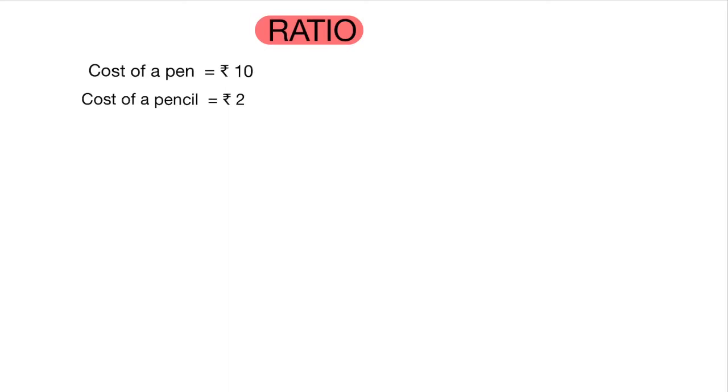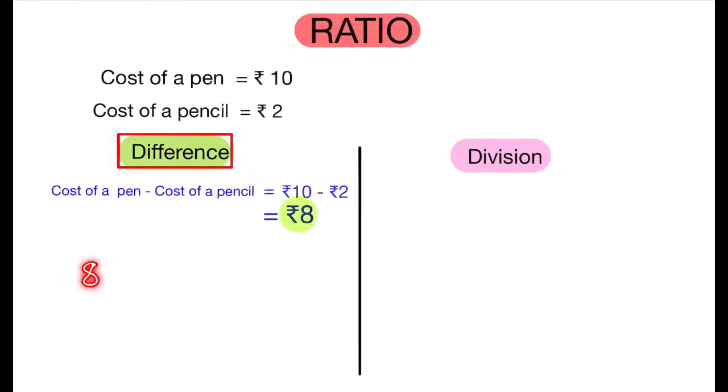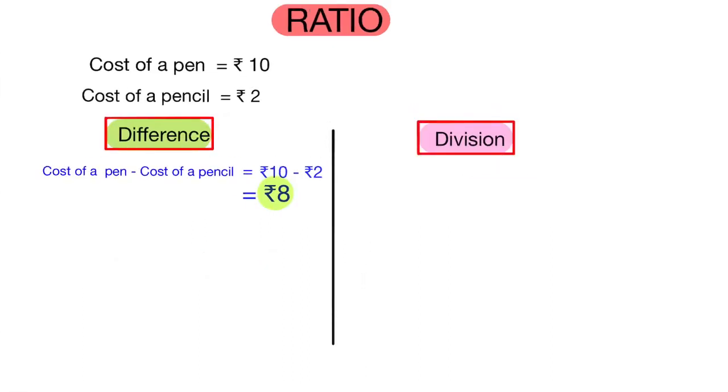We can compare their prices in two ways. That is, by taking the difference or by division. First, let us compare their prices by taking the difference. Cost of a pen minus cost of a pencil is equal to rupees 10 minus rupees 2, which is equal to rupees 8. So we can say that the cost of the pen is rupees 8 more than the cost of the pencil. Now let us compare their costs by division.